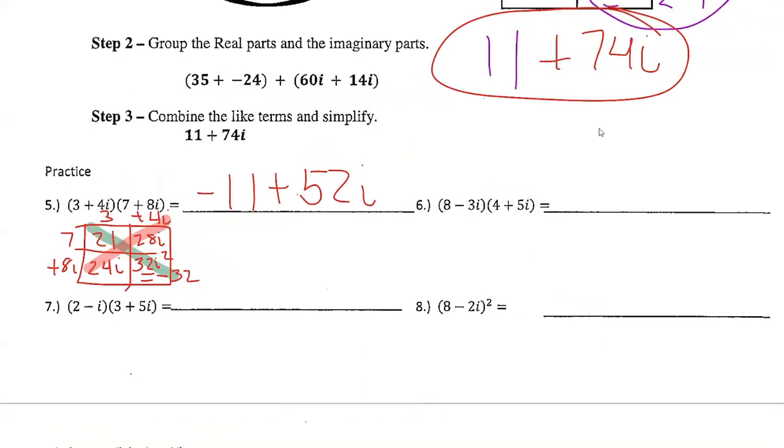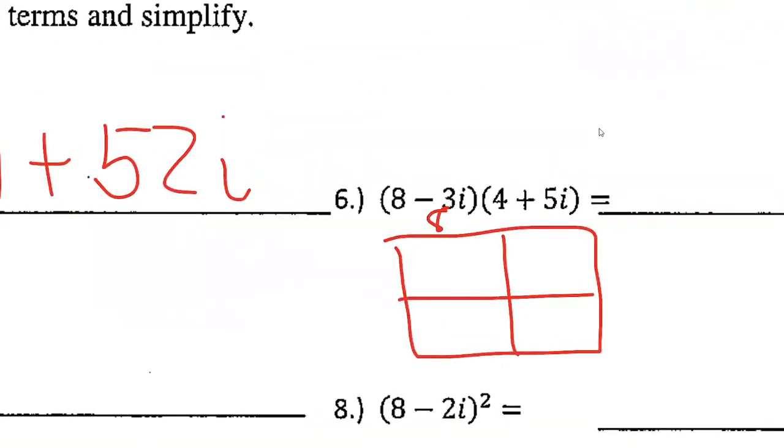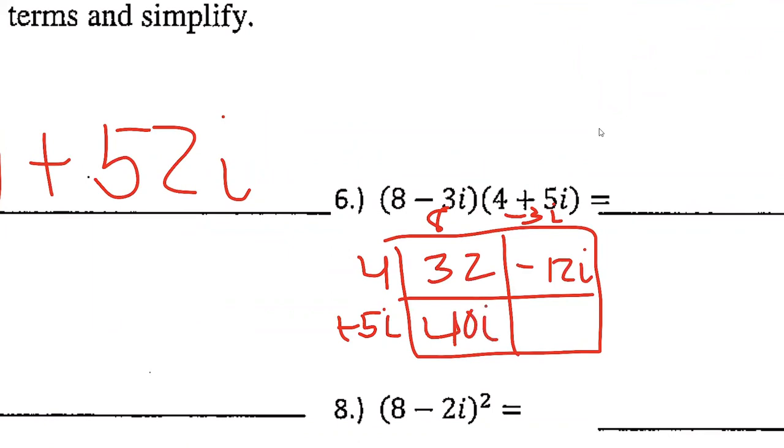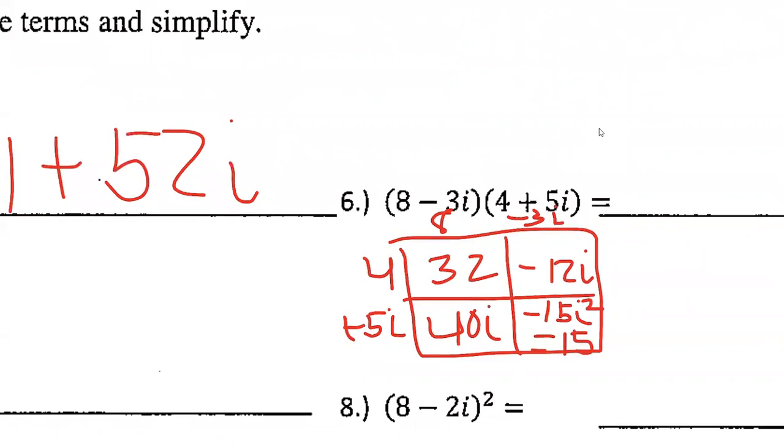How about I do one more, and then maybe I'll have you try number 7. So 8 minus 3i, I'll put along the top. 4 plus 5i, I'll put along the side. Multiply this out: 32, -12i, 40i. 5 times -3 would be -15i squared. Remember, i squared goes away, switch your sign, so that would turn into a positive 15.